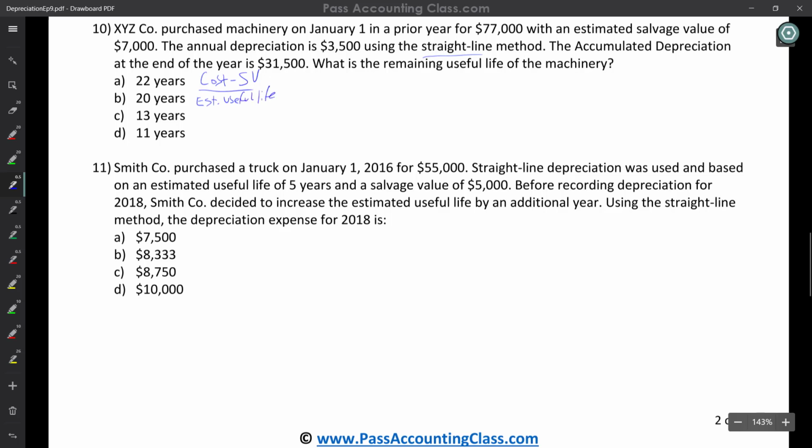But in this problem, we're not given the estimated useful life. So we need to solve this another way. So what I'm going to do is I'm going to take the cost, that's $77,000. I'm going to reduce that by the salvage value of $7,000. And that leaves me with $70,000. Then I'm going to divide the $70,000 by the annual depreciation of $3,500.